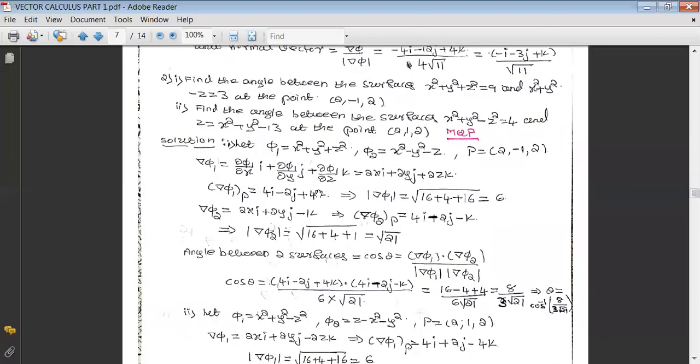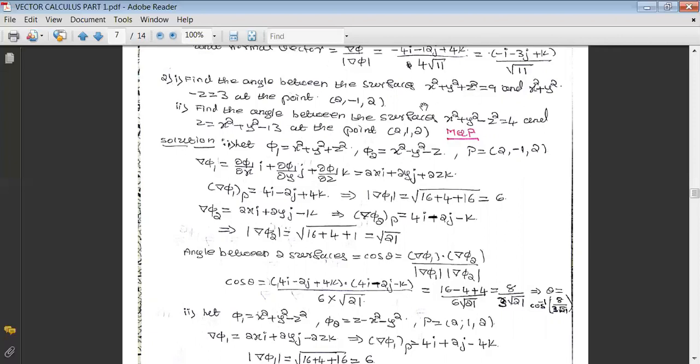Now let us go to the second one, and it is like this. Find the angle between the surfaces x square plus y square plus z square equals 9 and x square plus y square minus z equals 3 at the point 2, minus 1, 2. And one more question in the same fashion: find the angle between the surfaces x square plus y square minus z square equals 4 and z equals x square plus y square minus 3 at the point 2, 1, 2, and this is there in the model question paper.